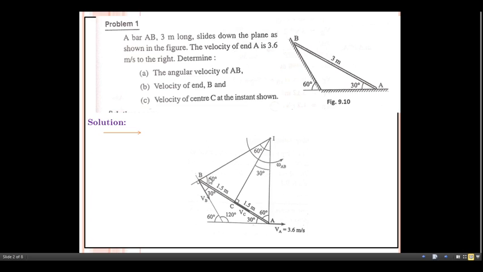If this angle is 30-degree, the remaining one must be 60-degree. So this angle is 60-degree, this angle is 60-degree, so this angle is also 60-degree. So what about this one?